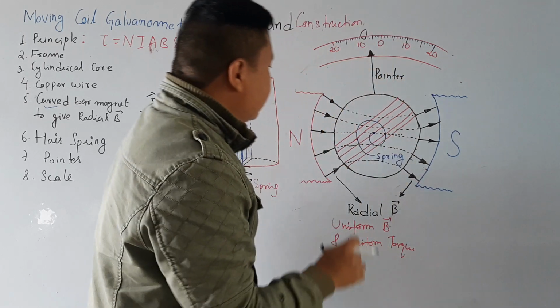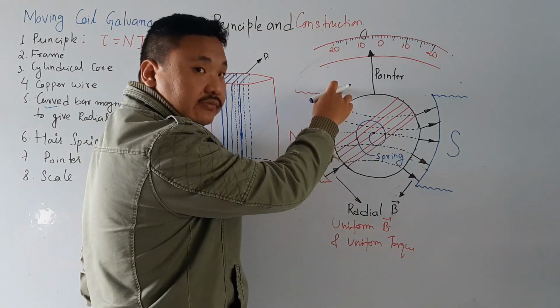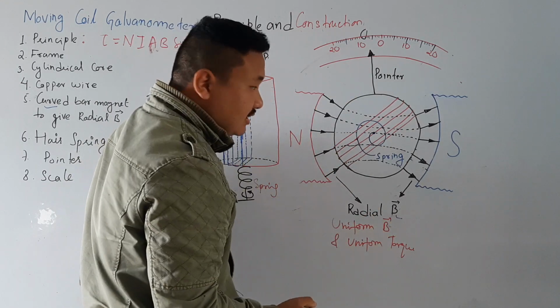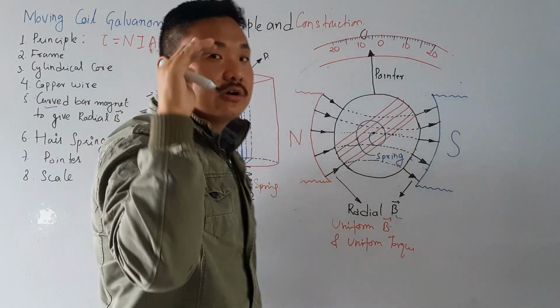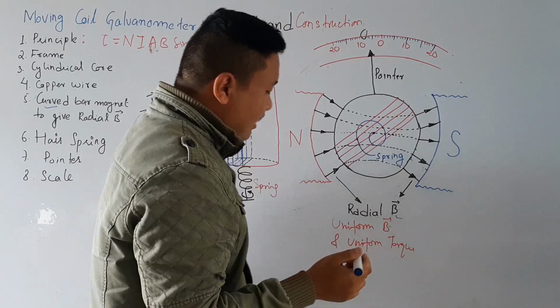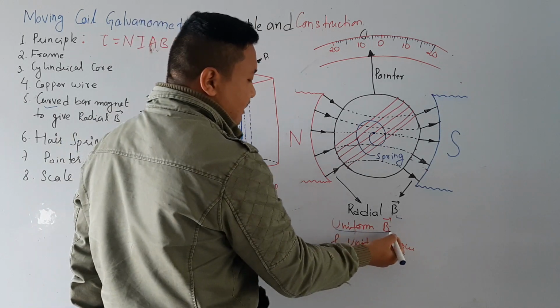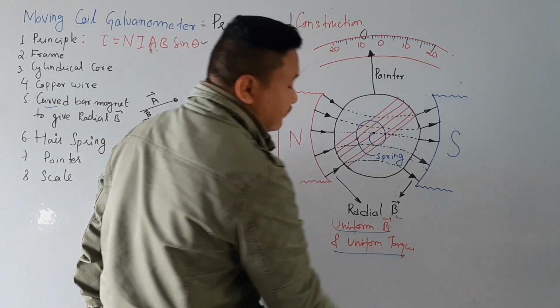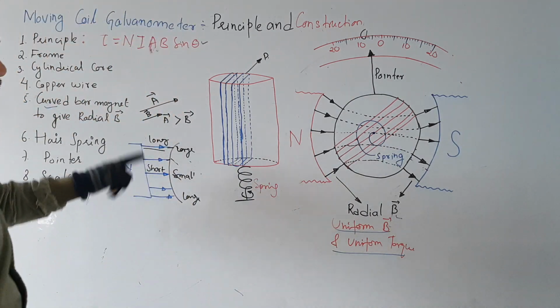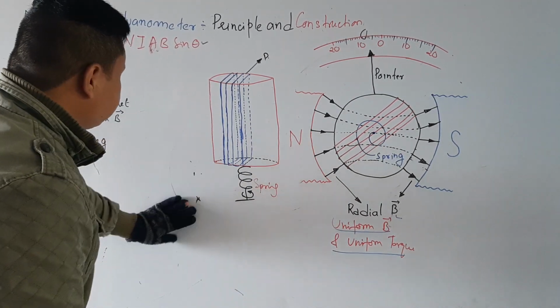Understood? So to have a uniform magnetic field, I have to have a radial magnetic field by using a curved bar magnet. Why? To give a uniform magnetic field and to give uniform torque. This is a very important concept. You can draw this one also if you want.